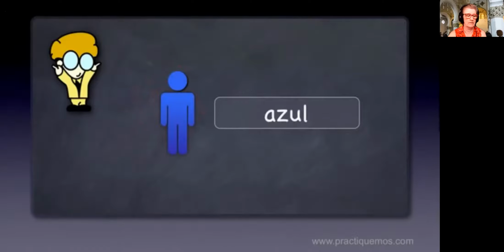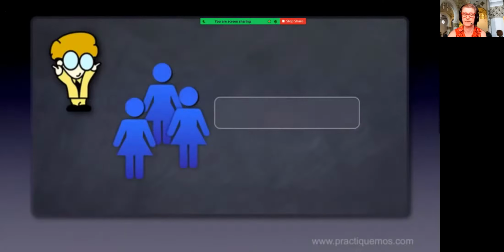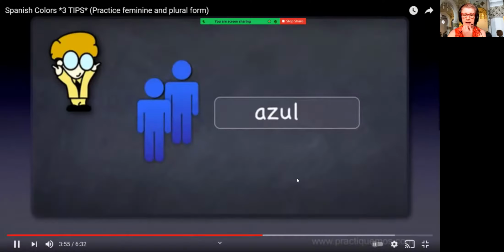Azul. Azul, to talk about feminine blue, it's still azul. It does not change because the last letter of azul is not O. So azul is both feminine and masculine. Don't have to do anything to that word. Azules. But plural form gets an ES. Last letter is an L. That's not O, so we just add ES. Azules. Masculine plural, same form.